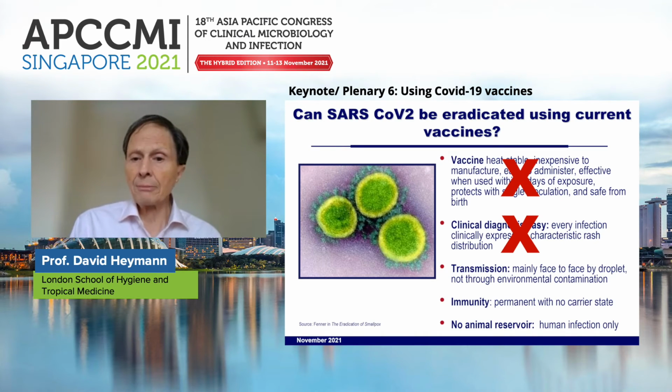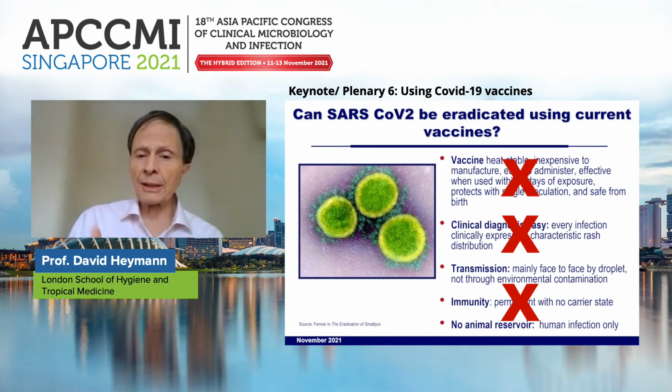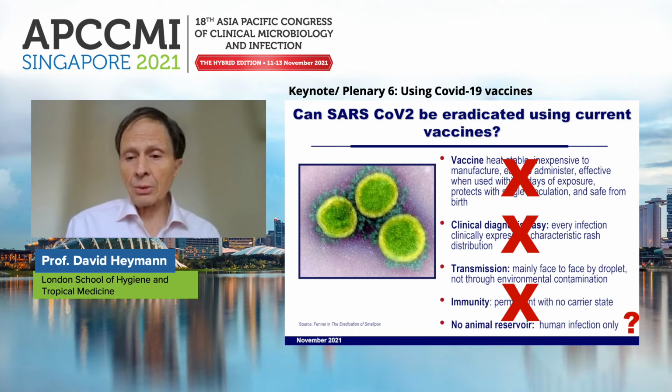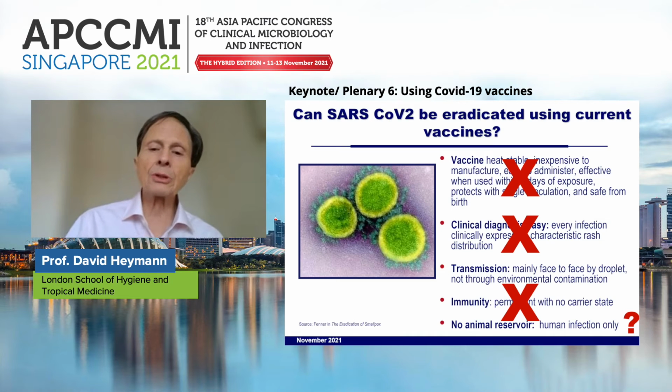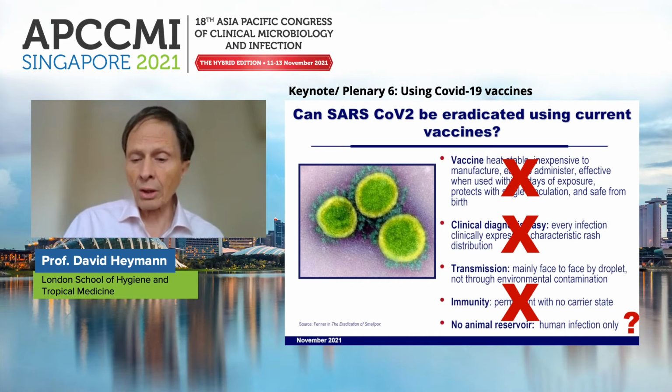Transmission, however, mainly face-to-face, is the same. But immunity is not permanent after natural infection. We know that. There's no continuing protection against infection. And for SARS coronavirus, we know that this virus has been able to become endemic in minks, which then were able to transmit back to humans, and those mink populations were culled.